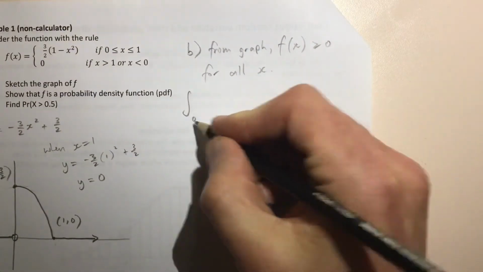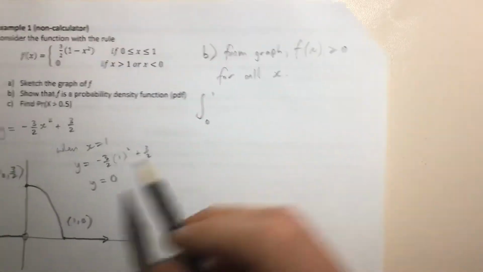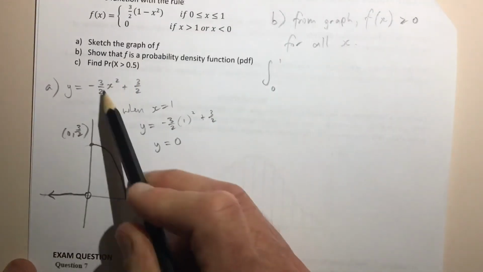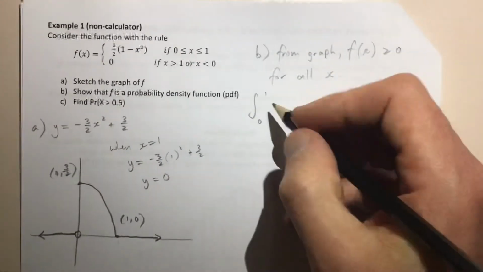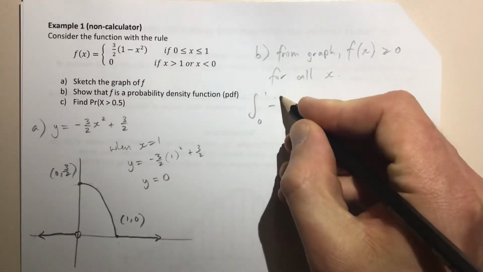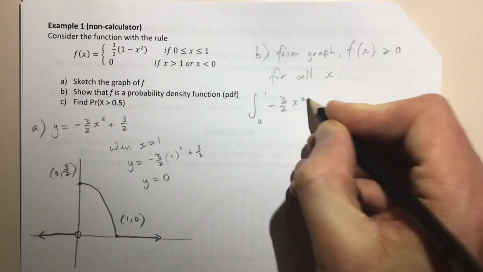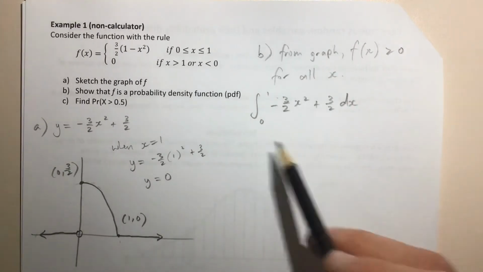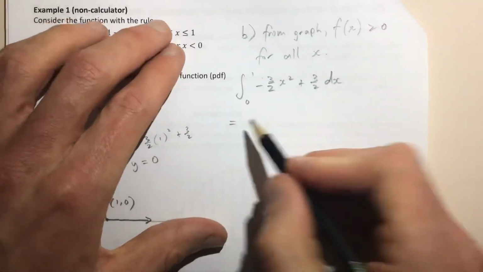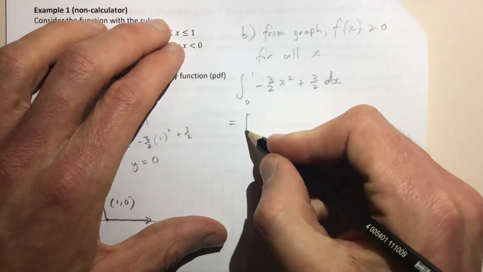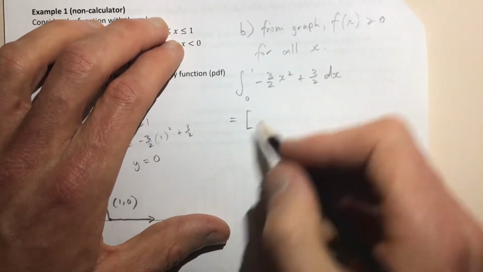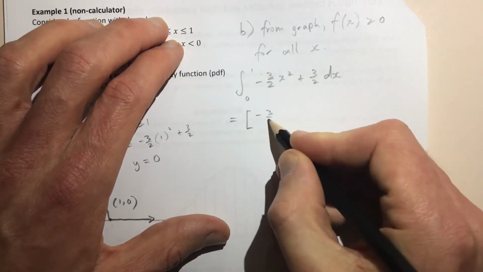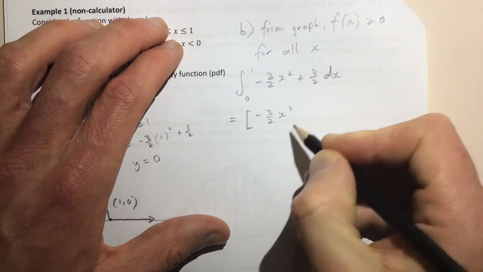So when we integrate the function from 0 to 1, and again, just because it's probably slightly easier to integrate this expanded version of the function, I'm going to use this rule here. So the integral of negative 3 on 2 x squared plus 3 on 2 with respect to x. We're trying to show that this should equal 1. So let's anti-differentiate it. Add 1 to the power, divide by the new power, so that will give us negative 3 on 2 x cubed.